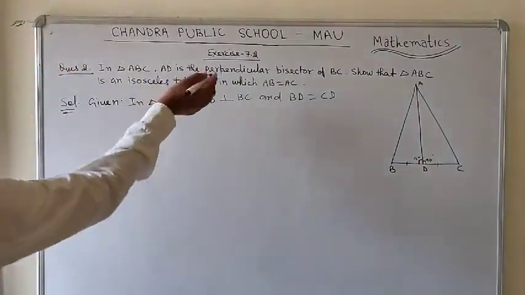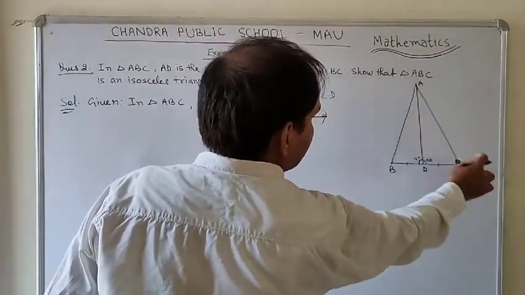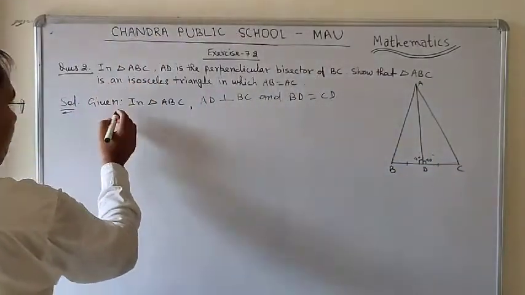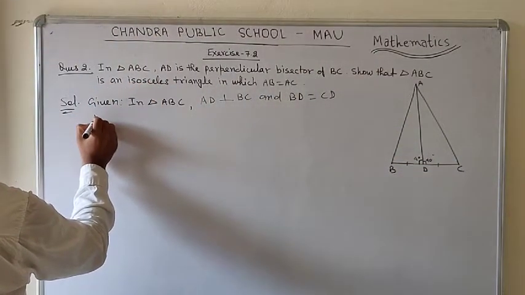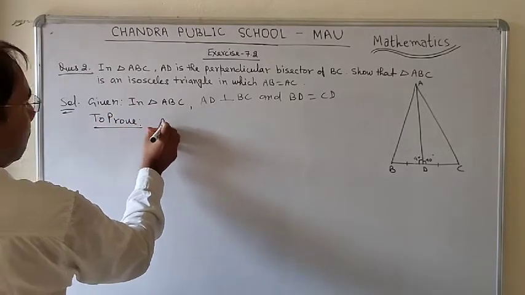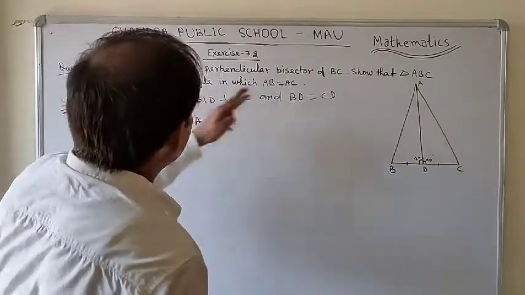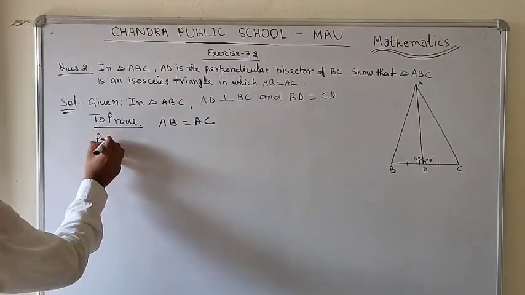Now I am going to take triangle ABD and triangle ACD. So first we will write, to prove. What we have to prove? AB equal to AC. You need to prove that ABC is an isosceles triangle. Now proof.